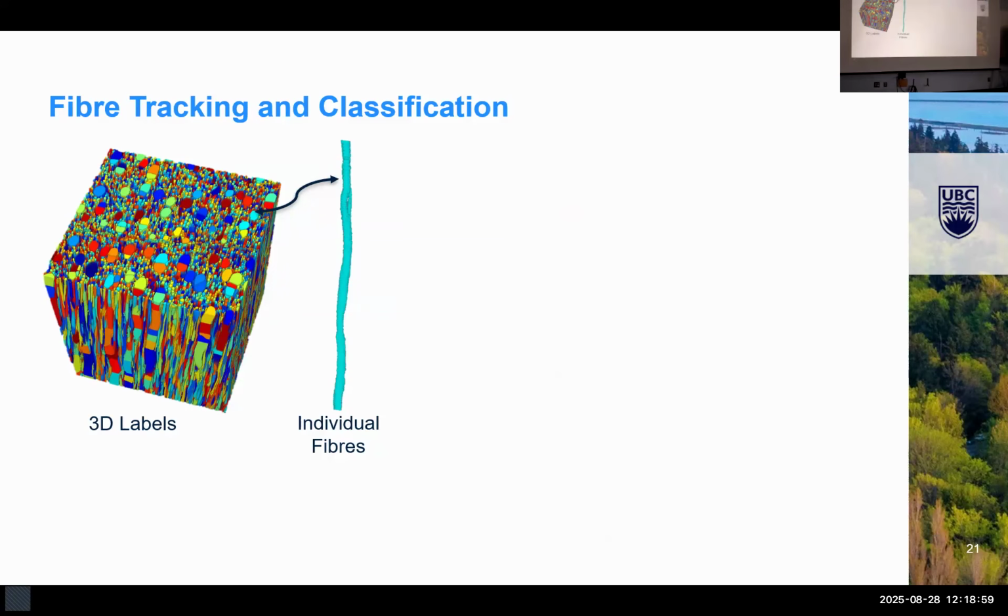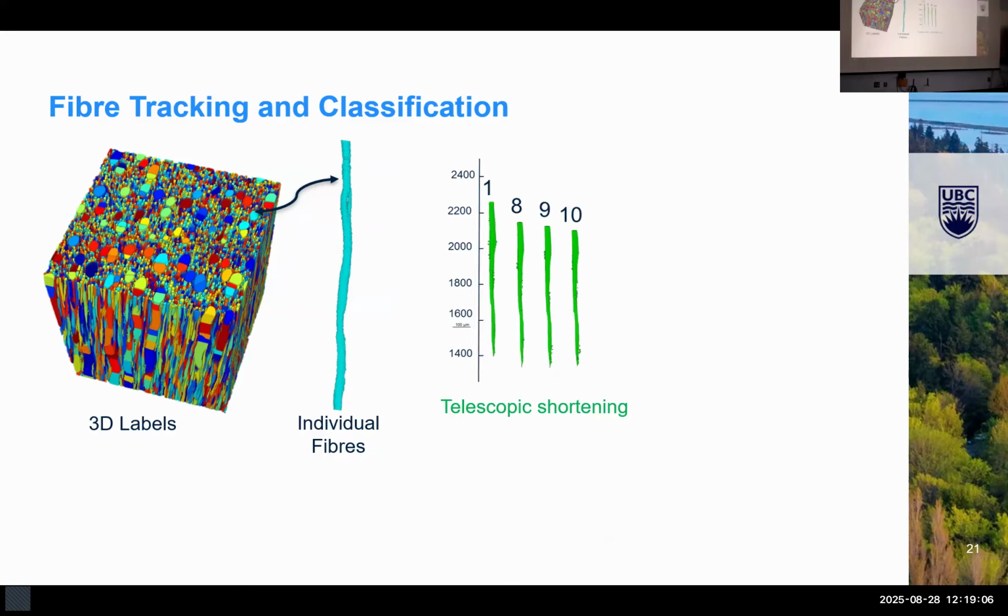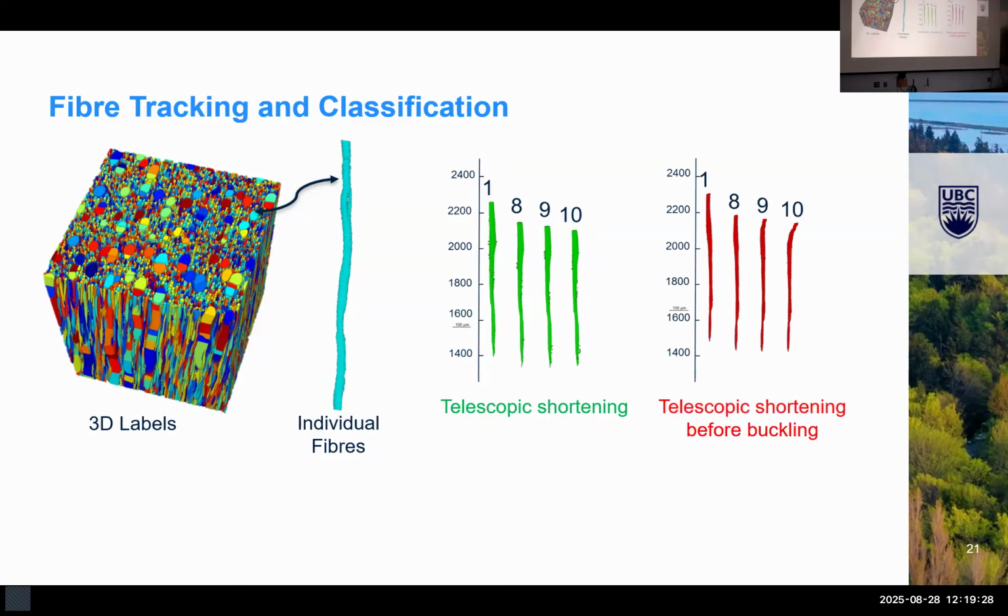With this whole segmented volume, we can just select whatever integer label we want and extract those individual fibers. Then, in a semi-automated way that I won't get into too much, we can track those through time over the different compression steps. For example, this fiber here, from the first step to the 8th compression step, shortens slightly and translates downwards. Through to the end, we never see any buckling come in. But because we do have this shortening, it's likely the telescopic shortening deformation mechanism.